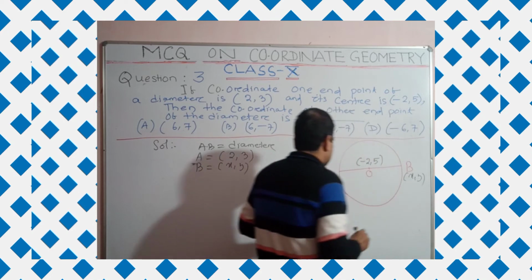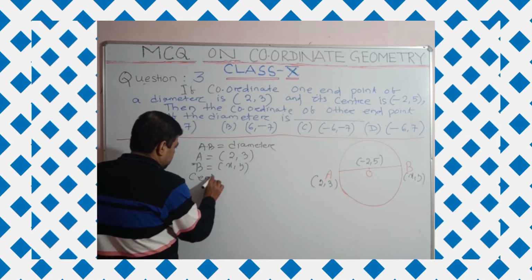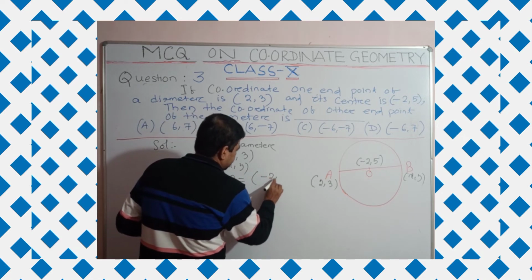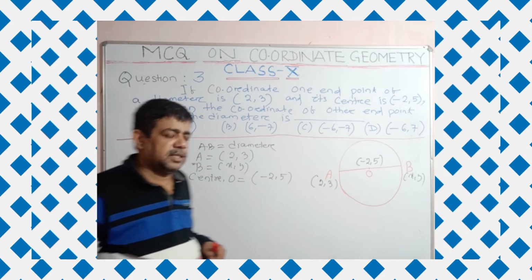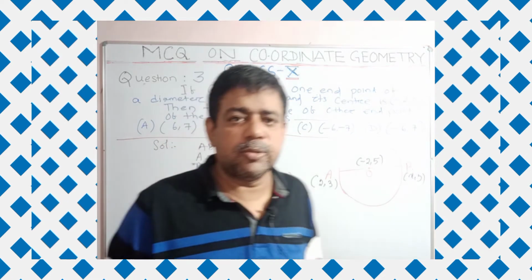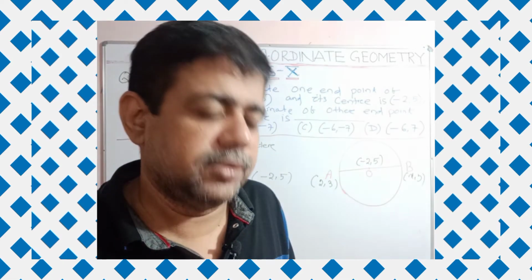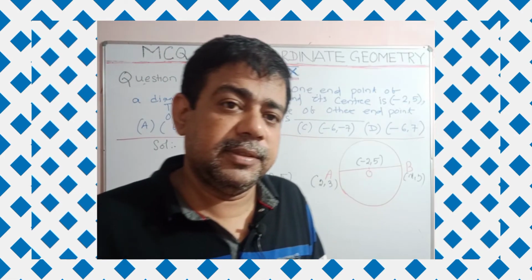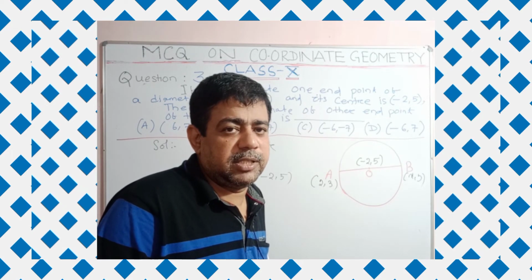And the coordinate of the center O is given as (-2, 5). Let's find the coordinate of B, the other end of the diameter AB. How to do it? Think for a while. It's a very easy question for you.